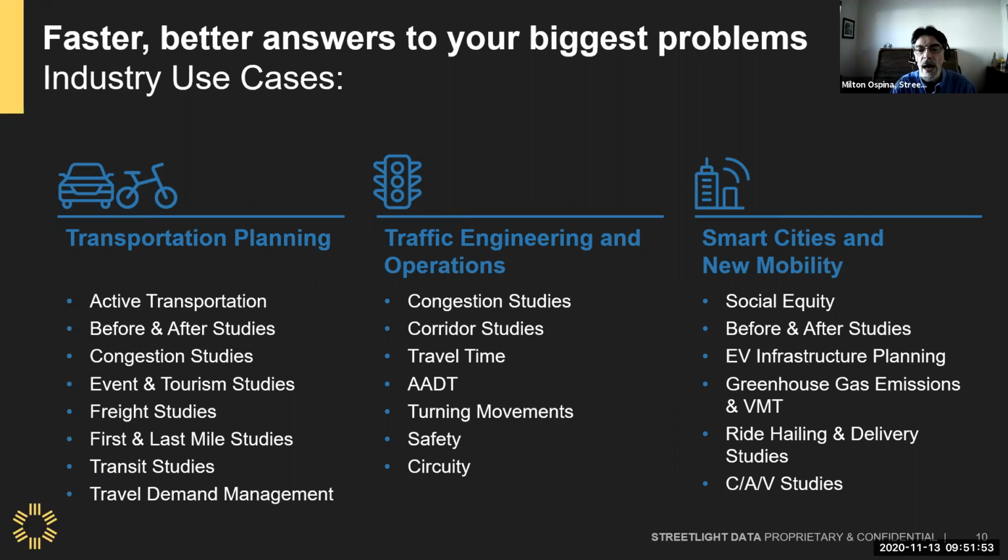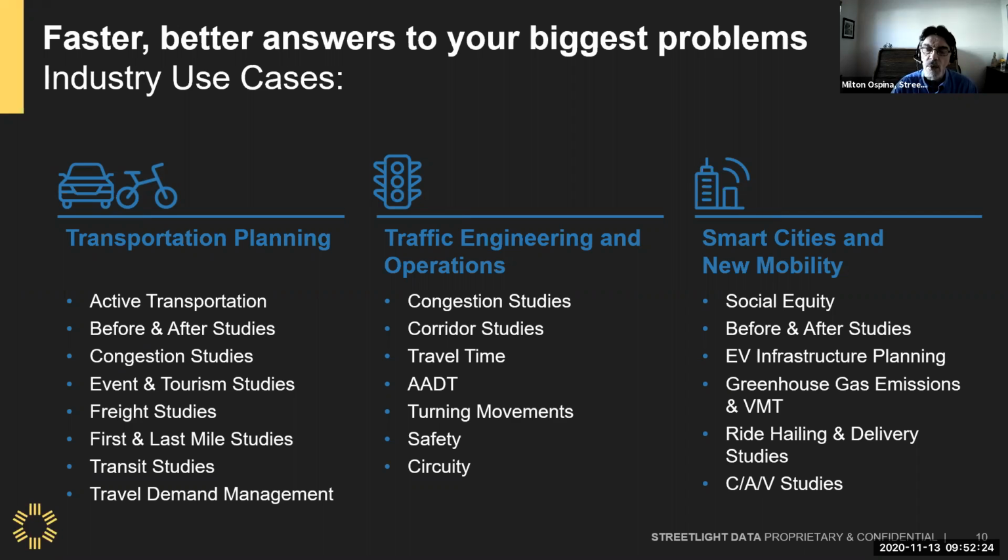And that's a key point, because when you get access to our platform, you not only get access to 2020 data, you get access to data that we have collected since as far back as 2014 for commercial vehicle data, and since January 1st of 2016 for passenger vehicle data, bike and pedestrian. Travel time, corridor studies, turning movement counts, that's critical for anybody who's doing ITS and traffic light engineering.